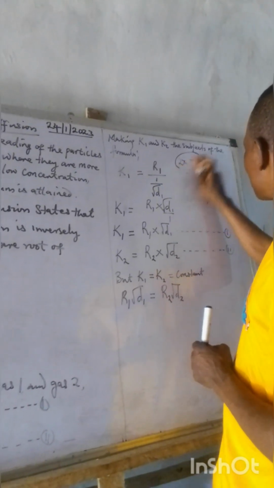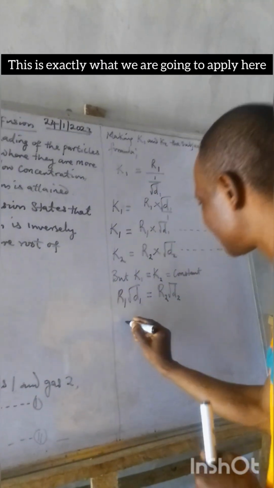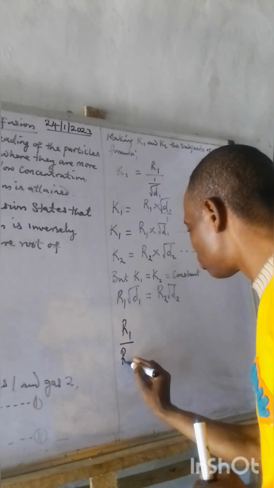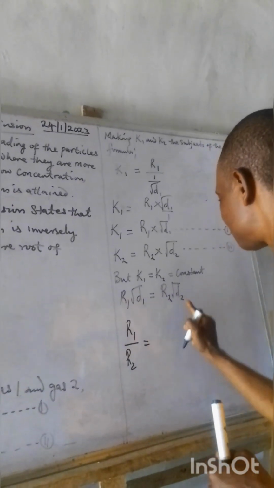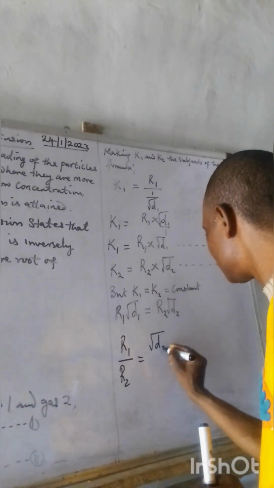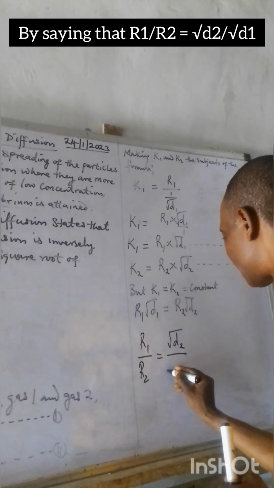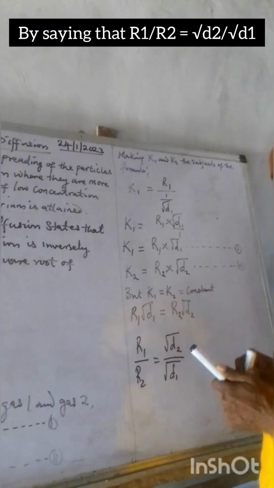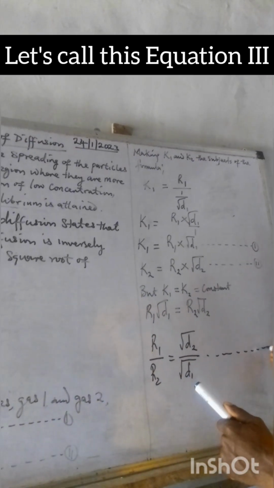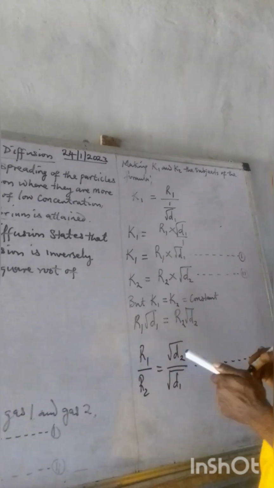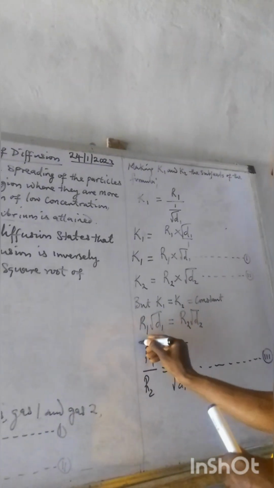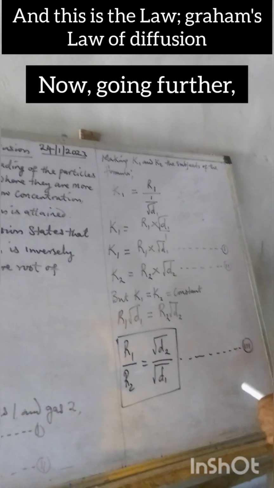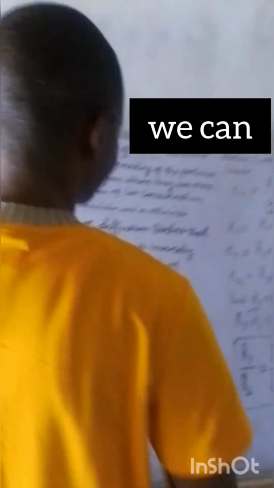So this is exactly what we are going to apply here by saying that R1 divided by R2 will give us square root of d2 divided by square root of d1. Let's call this equation 3. This is our equation 3, and this is the law, Graham's law of diffusion.